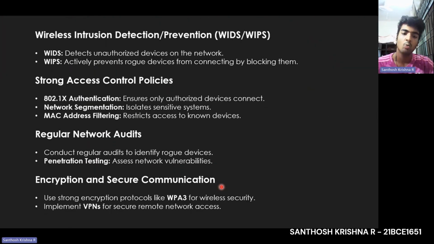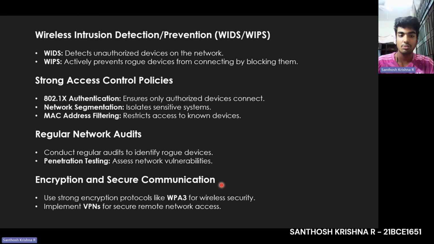Wireless intrusion detection and prevention systems play a critical role in defending us against rogue devices. The wireless intrusion detection system helps to detect unauthorized devices by monitoring the wireless traffic and flagging the suspicious ones, whereas the prevention system goes a step further and actively prevents these rogue devices from connecting to the network.